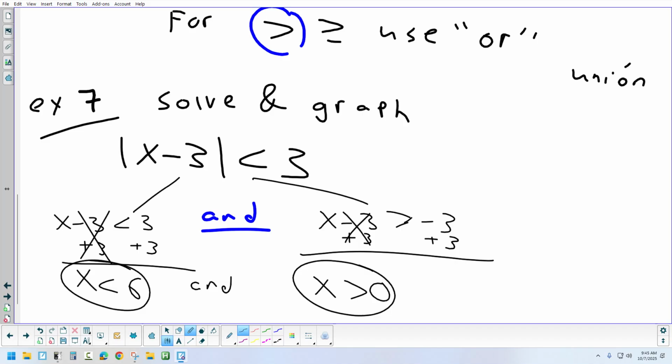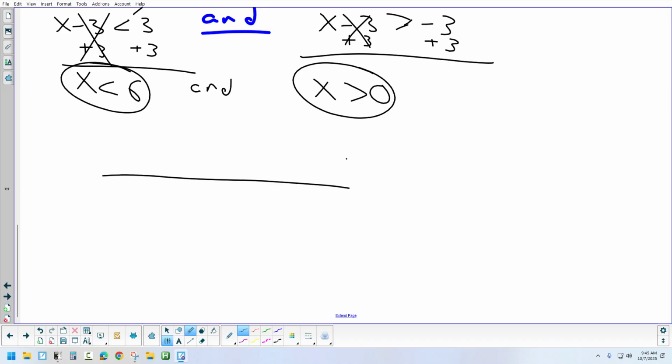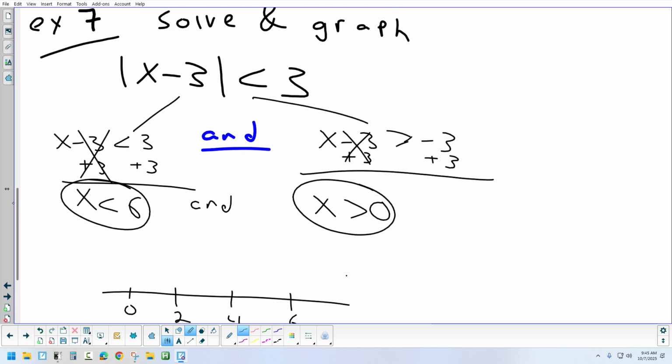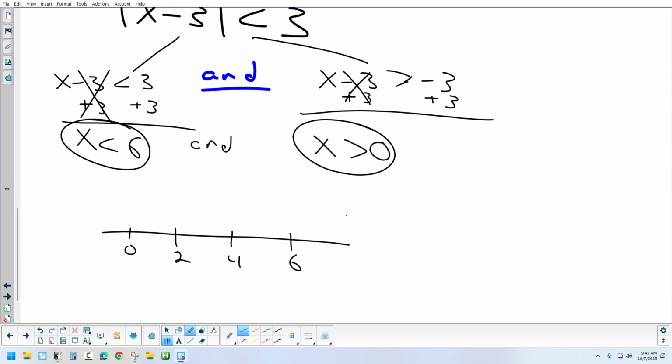So I'm basically saying you can pick a number between 0 and 6, but not 0 and not 6. Oh, they want a graph. Okay, so let's do the graph. What kind of circle on 6? Open. What kind of circle on 0? Open. And where do we shade? In between.